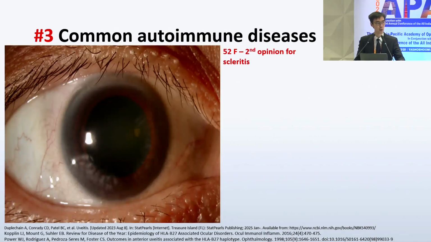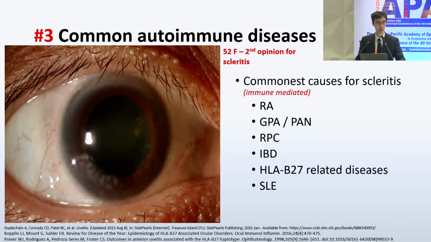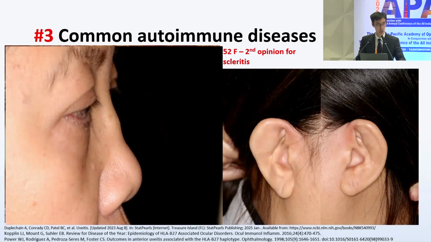So this is a 52-year-old female coming in for a second opinion for scleritis. She looks pretty well controlled, right? With peripheral scarring of the cornea, but essentially a really white eye. If you think about the common causes of scleritis: rheumatoid arthritis, granulomatosis with polyangiitis, relapsing polychondritis. Now examine the patient systemically. You see a saddle nose deformity, and you see effacement of the helix of the external ear. The diagnosis of relapsing polychondritis is almost made even without a biopsy.